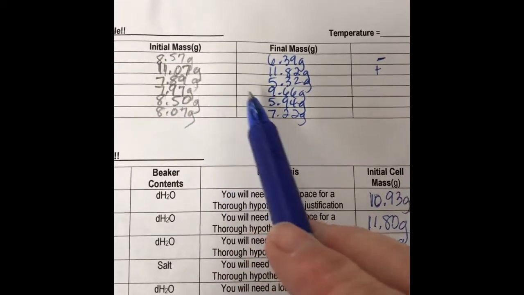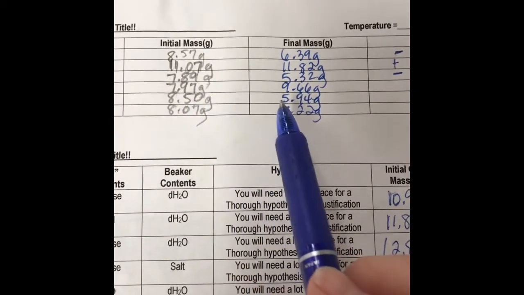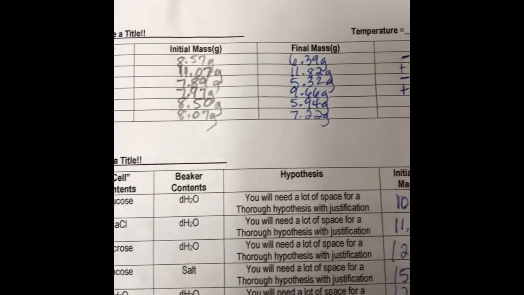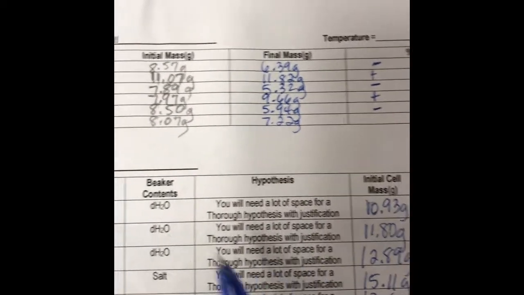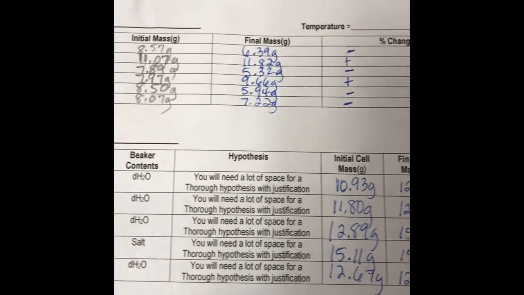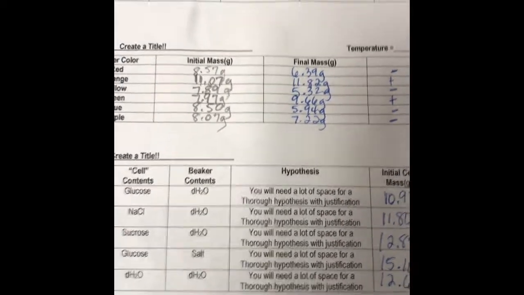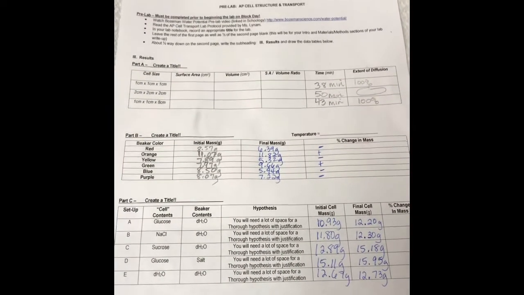This one's 7.89 to 5, so we're going to have a negative number there. From 7.97 to 9.66, that gained, so we know we're going to have a positive. And then from 8 to 5, we've got a negative, and then 8 to 7, we've got a negative. So we've got quite a few here that are negative, so we're going to see what was the exact percent change in mass. Okay, that concludes our AP lab.